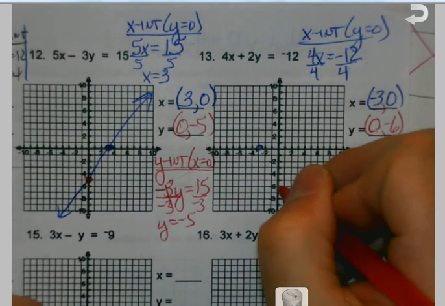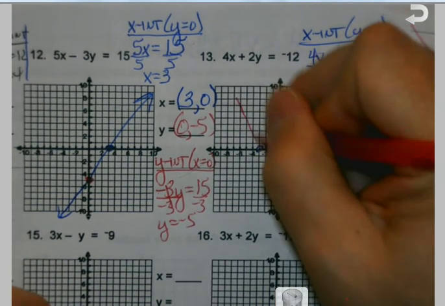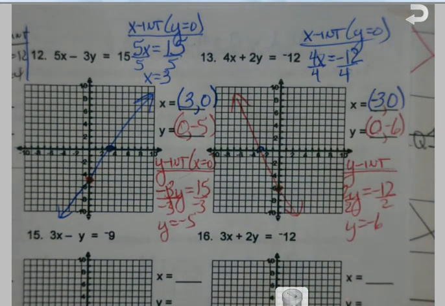So my x is negative 3. My y is negative 6. Connect the dots.